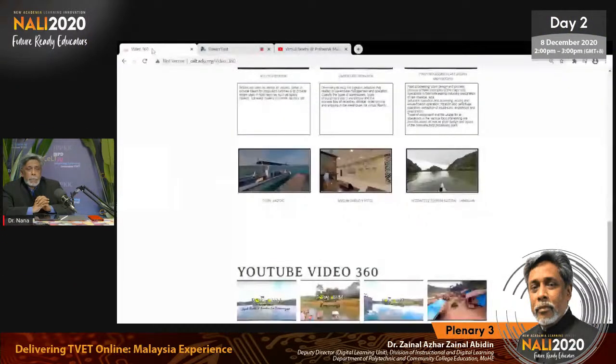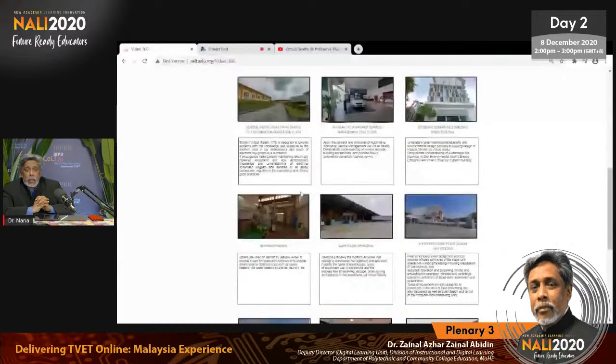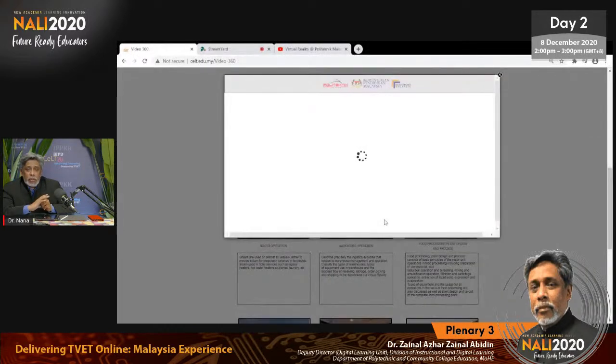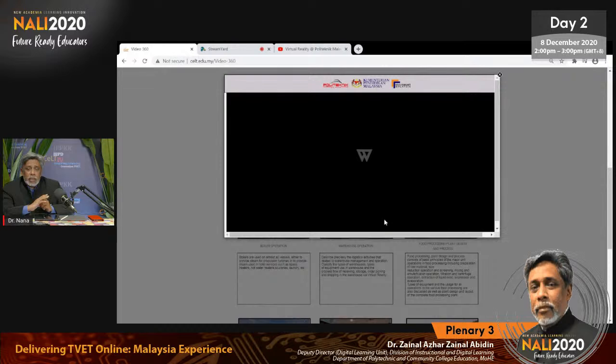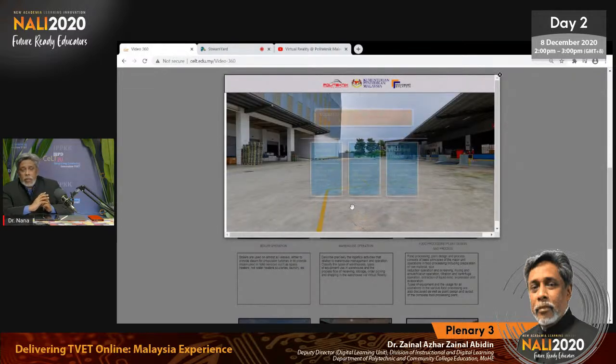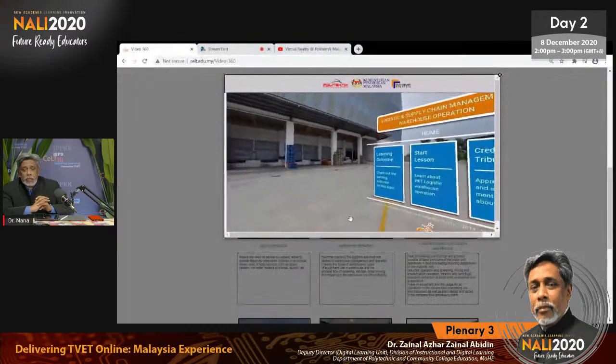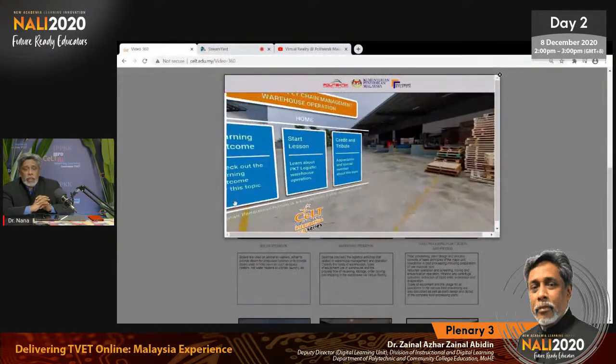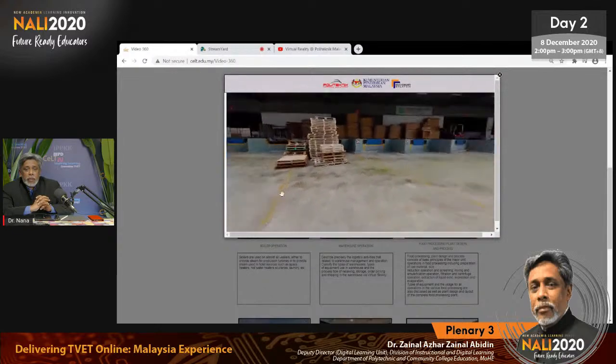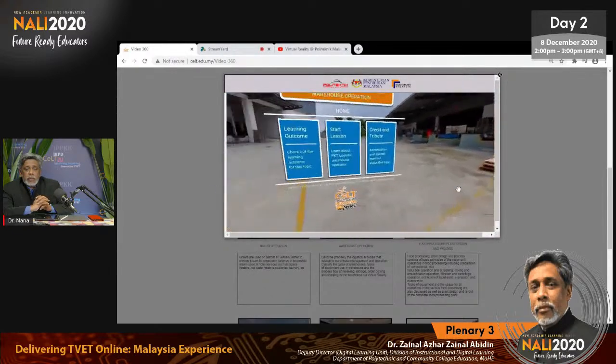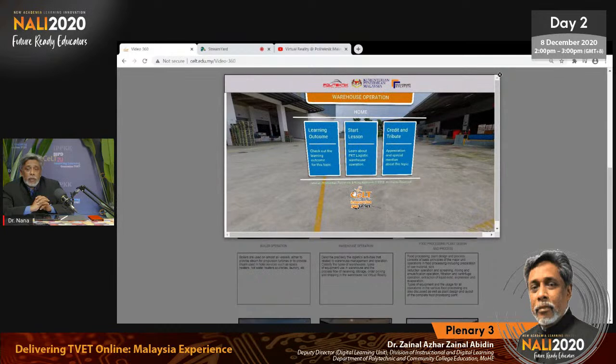So we'll be looking at the first one, which is the PKT Logistics. Yeah, so this is a warehouse. It's a logistic warehouse, the one in Shah Alam, this is how it looks like. This is our 360 video, so students can sort of be there already without being there, and we call this our immersive experience. So we can click one of them, start lesson.